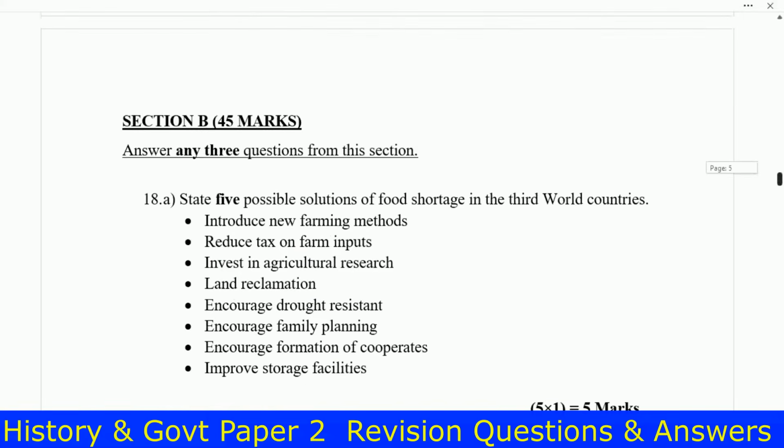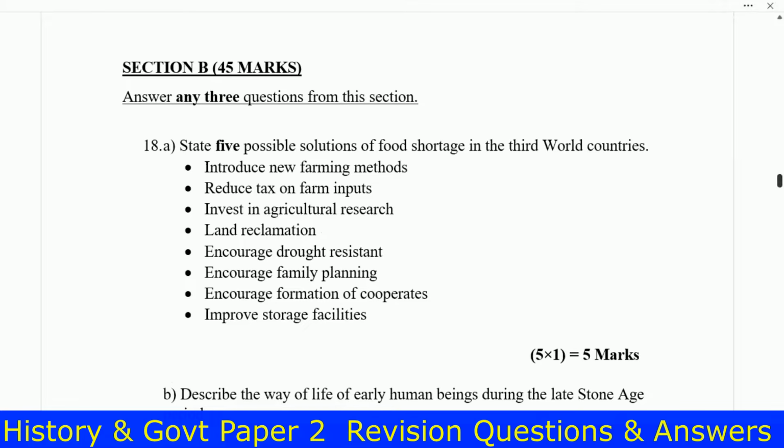You go to section B, 45 marks, and you are told to answer any 3 questions. Here you are supposed to do your selection very wisely. The questions that you have answers to are the ones that you select. Number 18, state 5 solutions of food shortage in the third world countries.